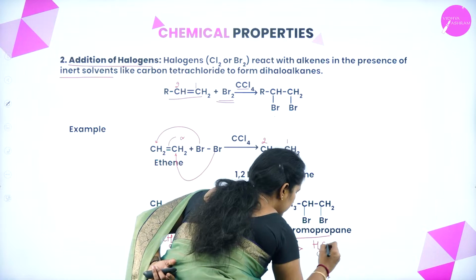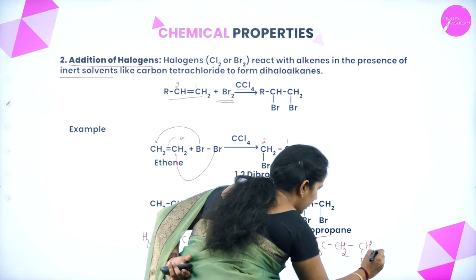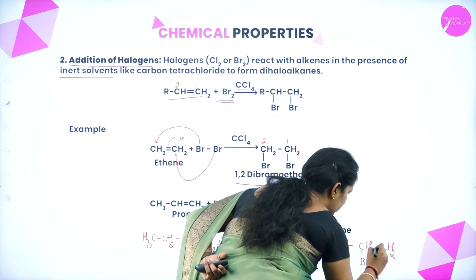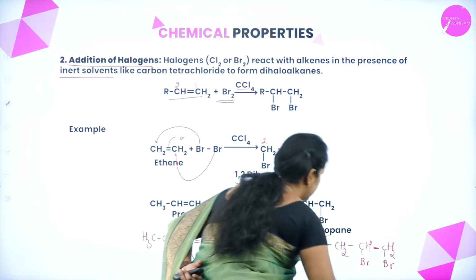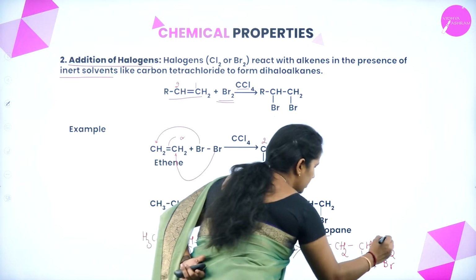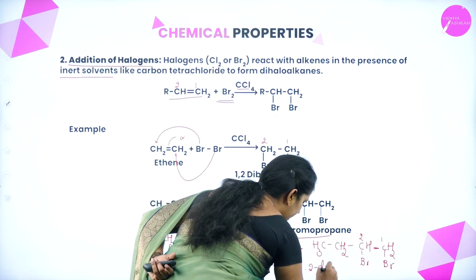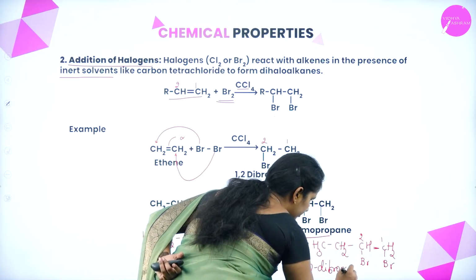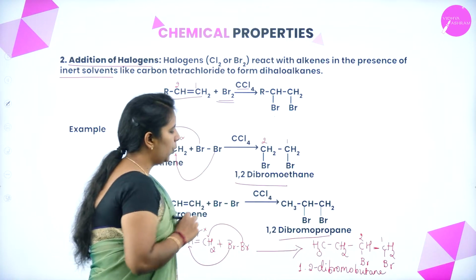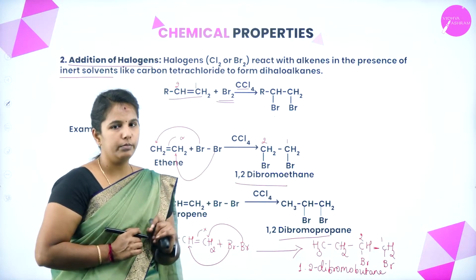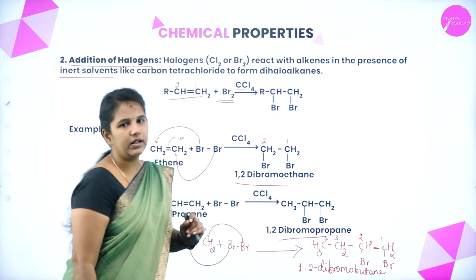CH3, CH2, CHBr, CH2, Br, CH2Br. This is 1,2-dibromobutane, because this is the way we are numbering the carbon atoms.